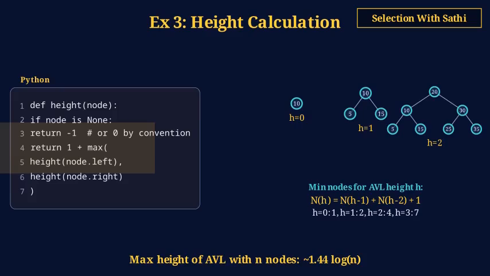So n of h grows exponentially, approximately as phi to the power h, where phi is the golden ratio 1.618. Inverting this, h is at most 1.44 times log base 2 of n. That proves AVL height is always O of log n.